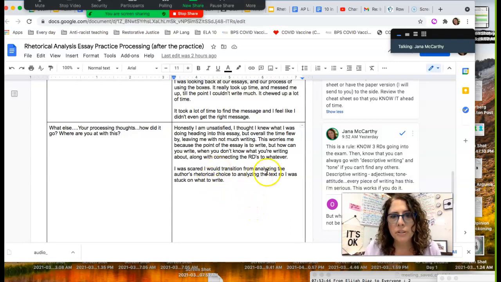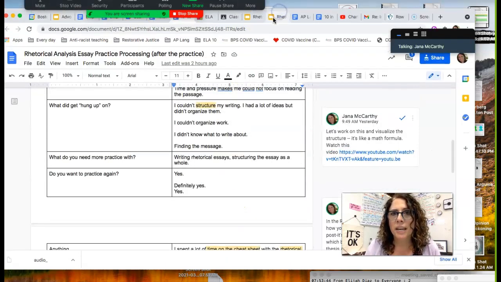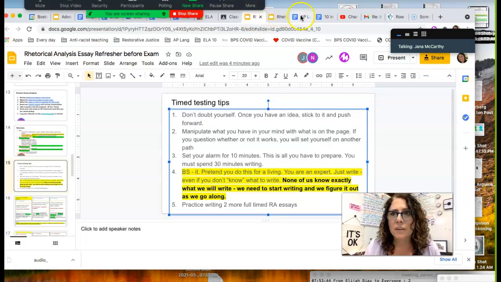I was scared I would transition from analyzing the author's rhetorical choice to analyzing the text. So I was stuck. Again, this is the writer that I spoke with this morning. You can definitely take what you're doing in analyzing the text and backtrack it if that's what you're doing. Let's go to Haley's for a second. Haley, I'm going to stop sharing.